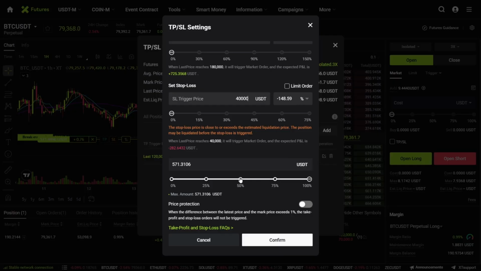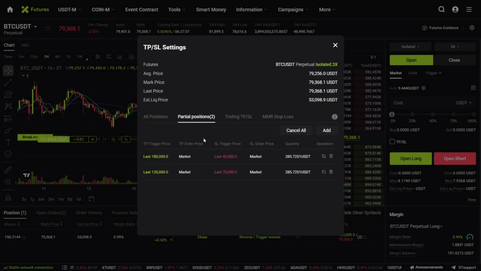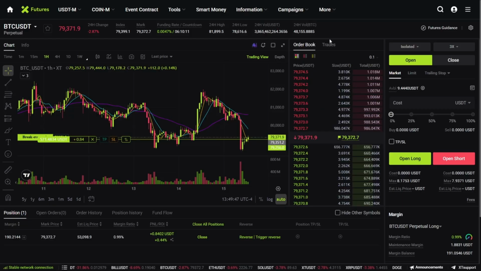And now at the bottom, we are choosing 50% again, which is the second half of our position. We can confirm this order, and now we can see both of our take profit and stop loss orders. If you wanted to cancel them, you can cancel them individually, or you can just click on cancel all. Now the last order I'm going to show you is the trailing stop order.